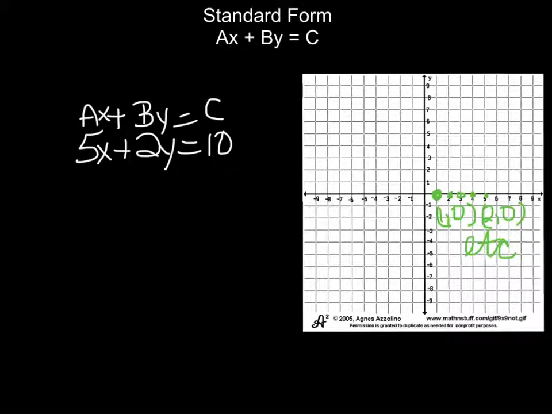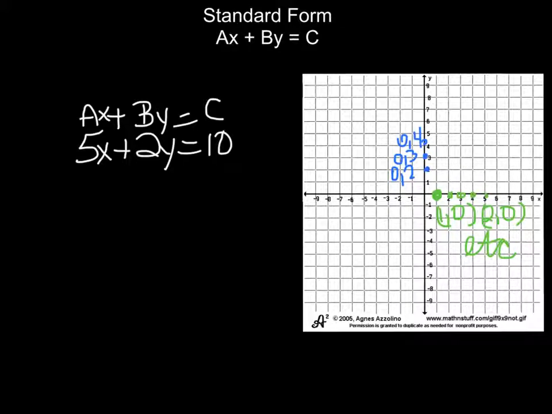On the flip side of that coin, if you want to find the y-intercept, let's take a look at these ordered pairs that are on the y-axis. All of their x values are 0, so here would be 0, 2, 0, 3, 0, 4, and so on. So if you wanted to find the y-intercept, all you would have to do is substitute 0 in for x, and then you would solve for y, and that would give you your y-intercept.